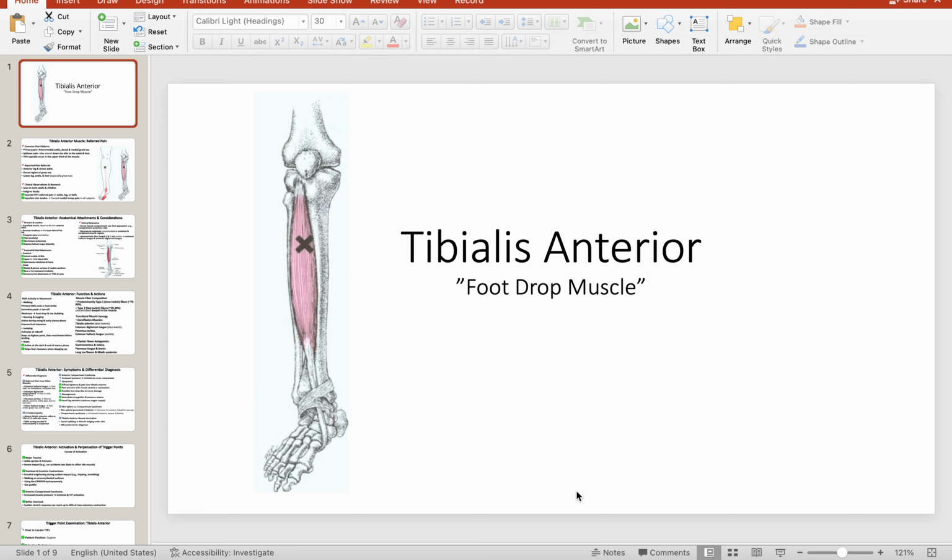Any questions, any comments regarding this muscle? Anything you guys have found interesting in your practice?